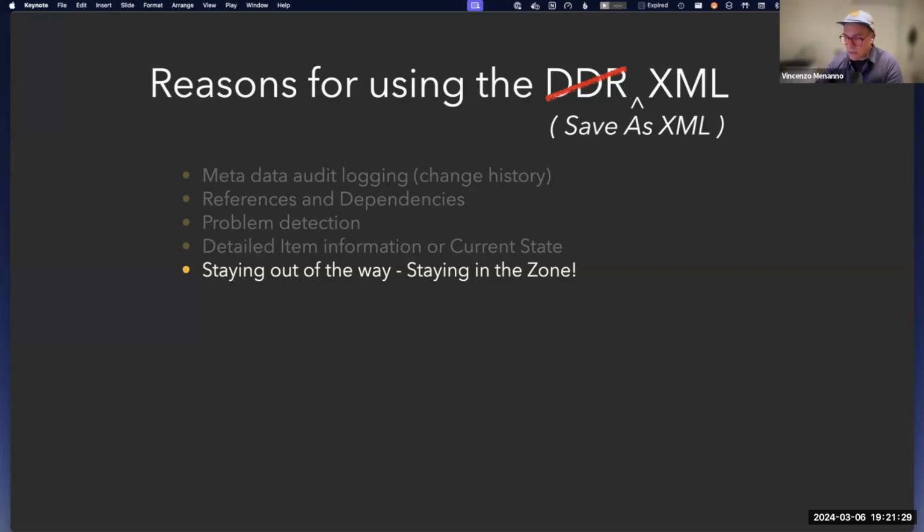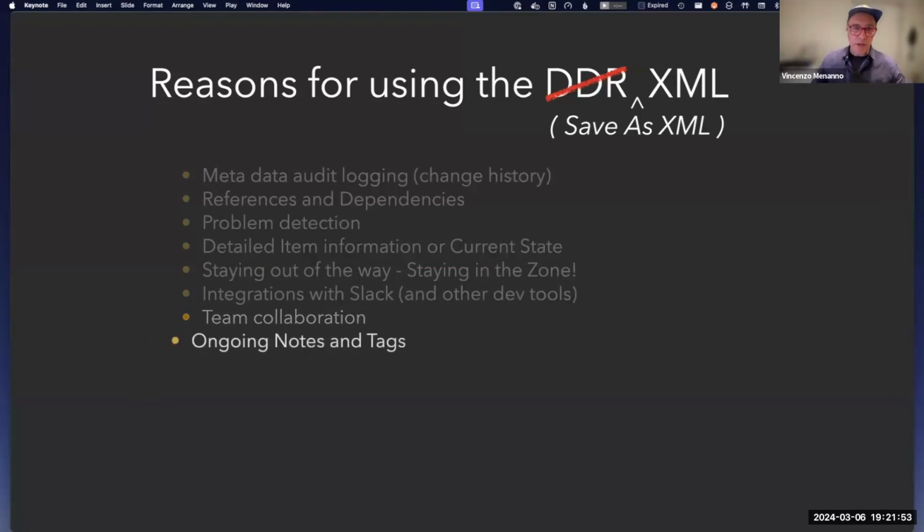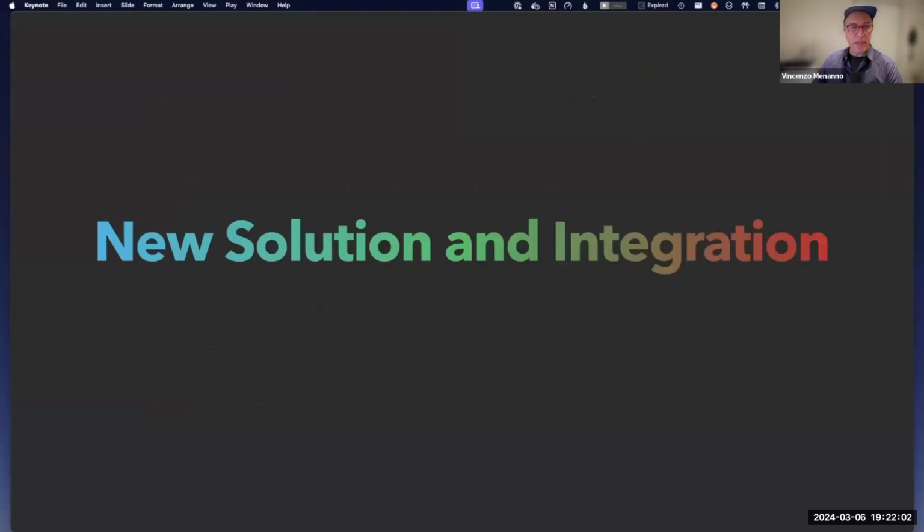So again, you can have a script schedule that runs at whatever frequency you decide to snapshot the XML in the background, so developers can just do their work and the processing happens in the background. Or you can have developers take the snapshot and it gets out of the way right away. Integrations with Slack and other dev tools. We have a lot of team collaboration features, ongoing notes and tags, automation capabilities, and we have some API integrations that you'll see with the add-on.